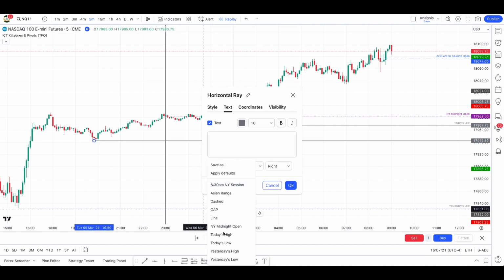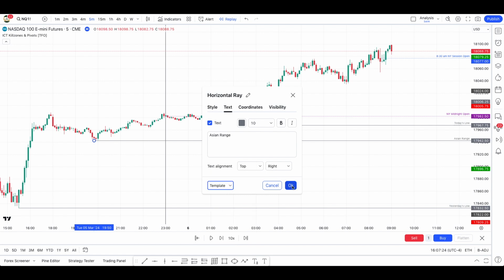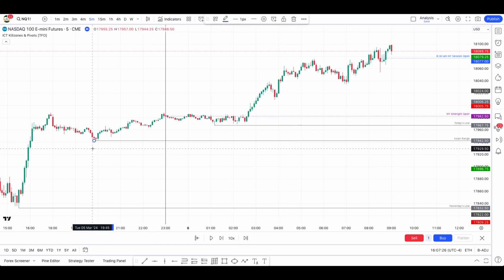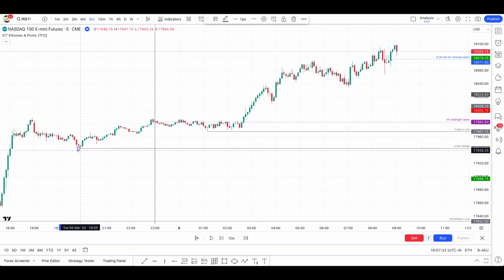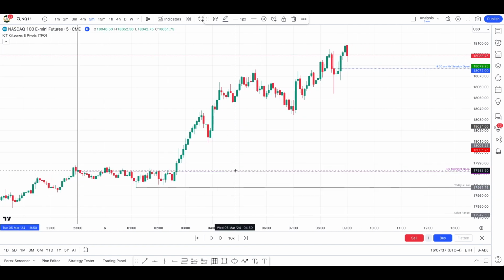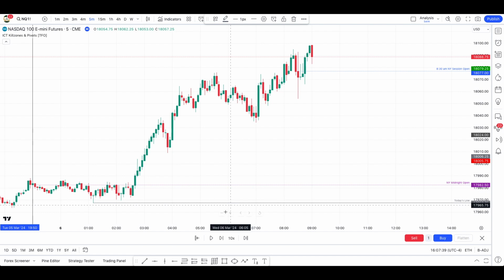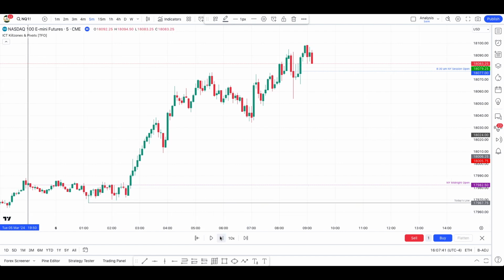And in here we have the Asian range. I know people are sometimes using 7 p.m., 8 p.m., and even ICT changes from time to time. But in this case, since they're not too far apart, 7 p.m. and 8 p.m., this is perfect. So this is our Asian range level. We're right before the 9:30 open, so let's wait for the volatility to pass.